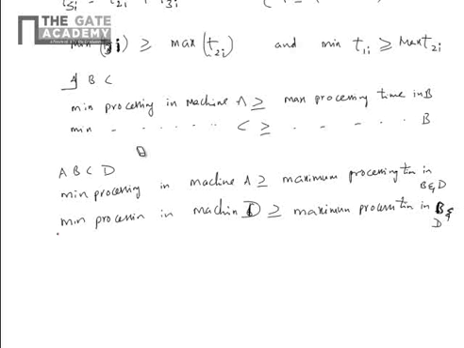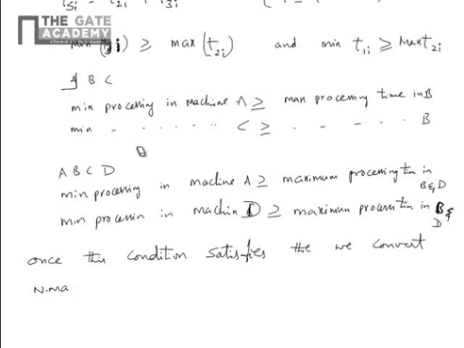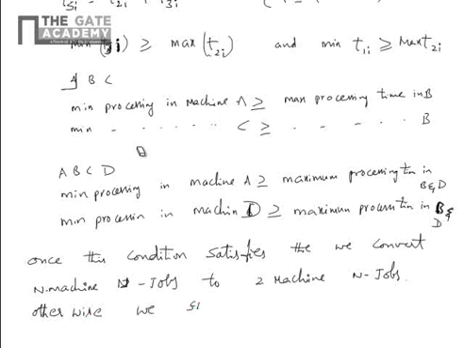So after calculating the hypothetical machine times, once this condition is satisfied, then we convert the n machines, sorry, n jobs, to two machines, n jobs, otherwise we stop here.